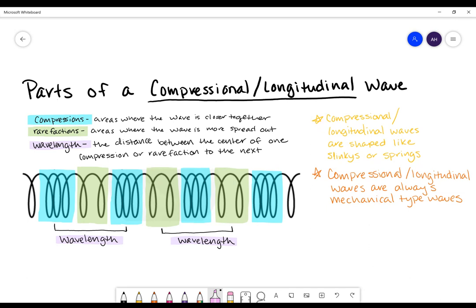The next thing is compressional and longitudinal waves are always going to be mechanical type waves. So if you see a wave that is shaped like a spring, you know that it is going to be a mechanical type wave, just like right here.